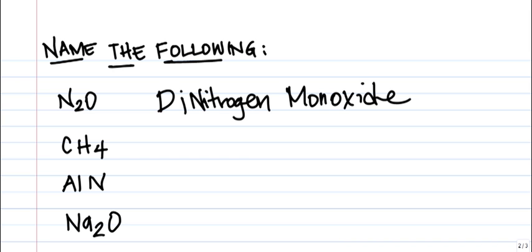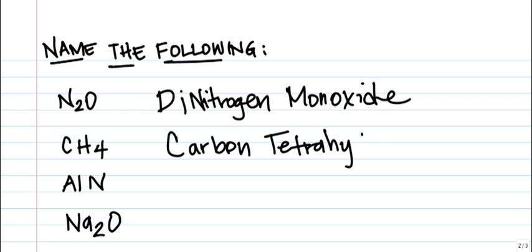CH4, well, that's 1 carbon. You can specify the mono part if you want, but usually if the first element is single, you can just call it what it is. The prefix for 4 is tetra. So we have carbon tetrahydride.